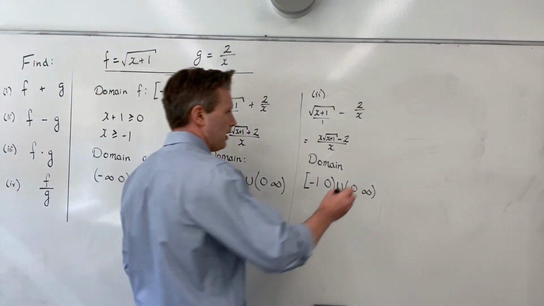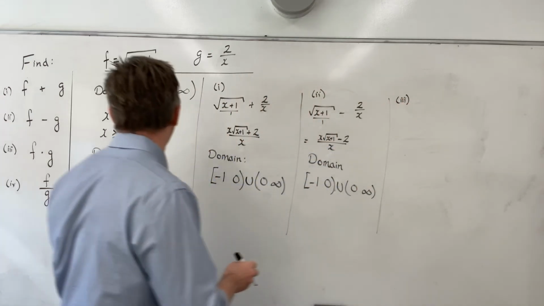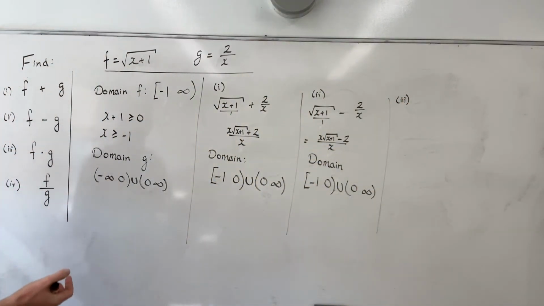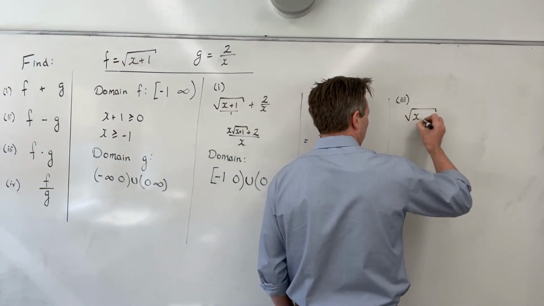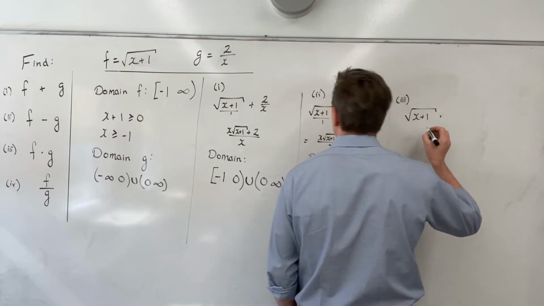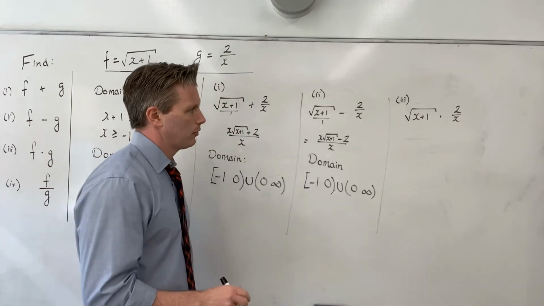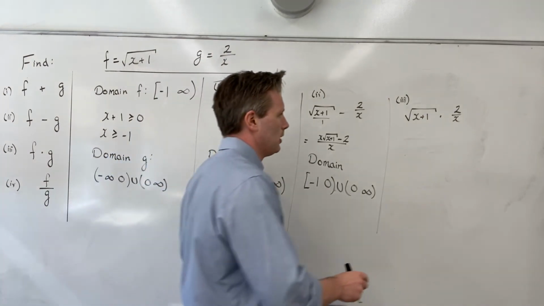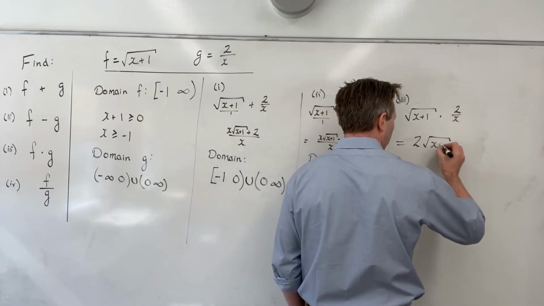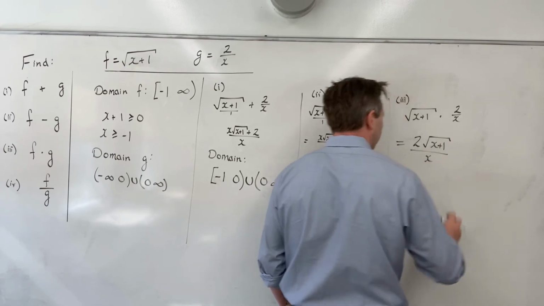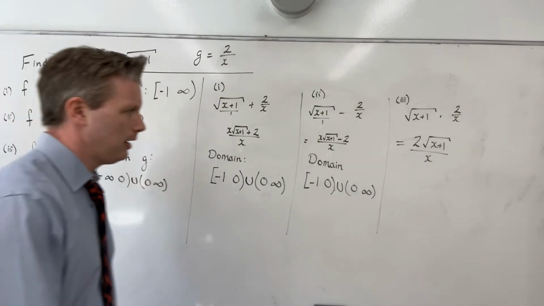Okay, part 3. I want the product, f times g. So that is the square root of x plus 1 times 2 over x. To multiply them is just top by top, bottom by bottom. So that will give me 2 times the square root of x plus 1 all over x. And that's the product.